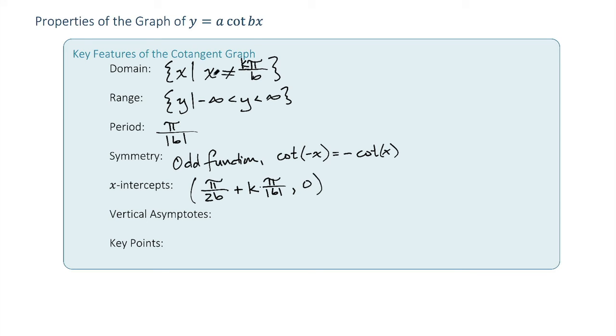The vertical asymptotes are these places that are cut out of the domain. So that's x equals any multiple of pi over b.